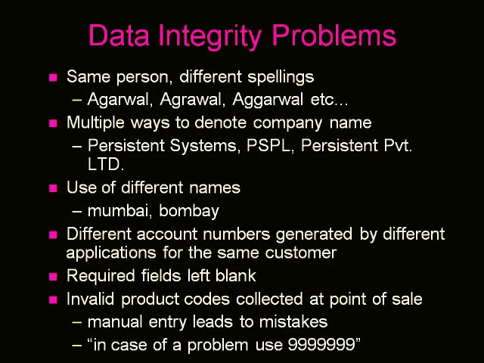So what are the different kinds of data integrity problems you can see? For example, the same person with different spellings. Do you want to consider all these people as different or the same? If they are the same, you have to fix it; there are some mistakes, editing mistakes, typing errors, etc. If they are different, then you are treating them as different customers. Right? So you have to resolve it. Multiple ways to denote a company name. Right? There is also another problem: use of different names for city values.